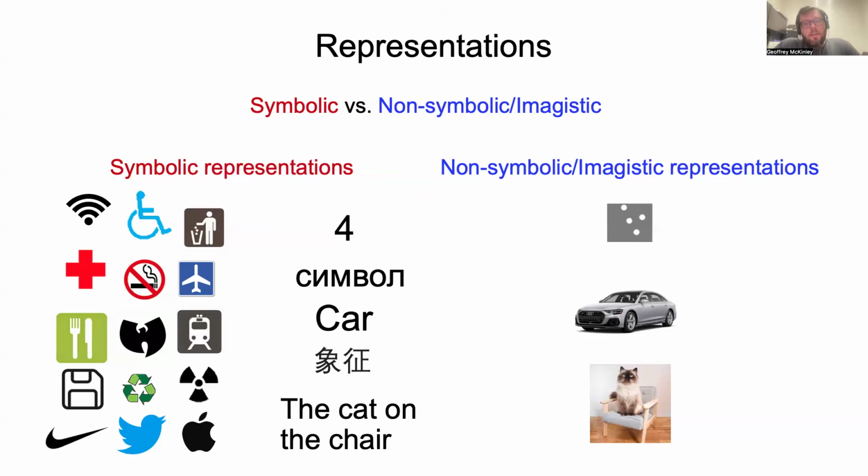So, imagistically are these things on the right, right? Four dots, that is something that could represent four in my mind, right? Car, this is a picture of a car, so it bears a lot of resemblance to the thing that it's representing. Cat on the chair, right? That's an image of a cat on the chair. So it resembles the thing it's supposed to be representing.